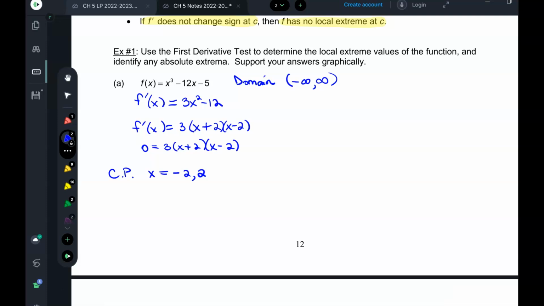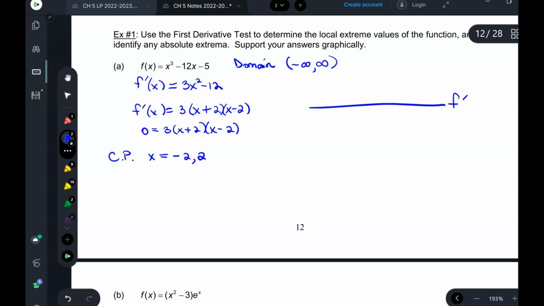Are there any places where the derivative's undefined? No, it's just a polynomial. So we just have to worry about setting it equal to 0. Yes? Isn't it, since it's an x cubed graph, at 0 it's different? So x cubed could have maximums and minimums. With an x cubed function, you could have two max or min, or a max and a min, or no max or mins. You'll see. Let's put the number line together.